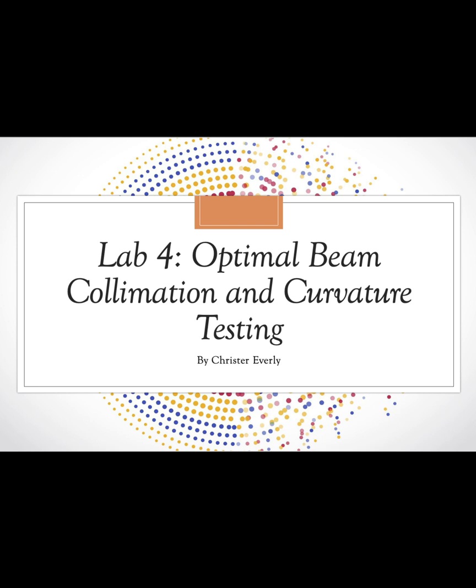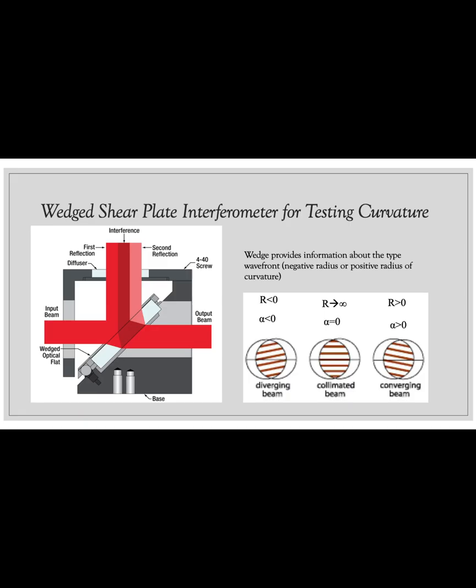Hello, this is Lab 4 of Opti 471B called Optimal Beam Collimation and Curvature Testing. This lab goes over the use of a shear plate interferometer to test the radius of curvature of an incoming wavefront. The shear plate interferometer simply superimposes two different beams of a different optical path distance.